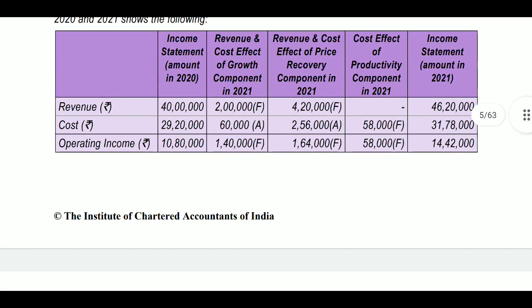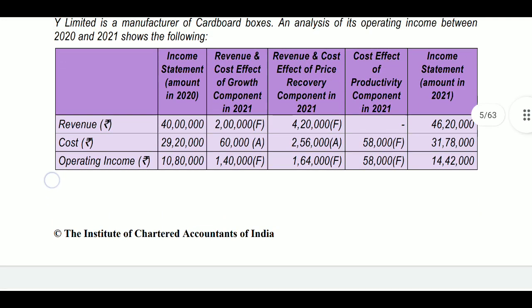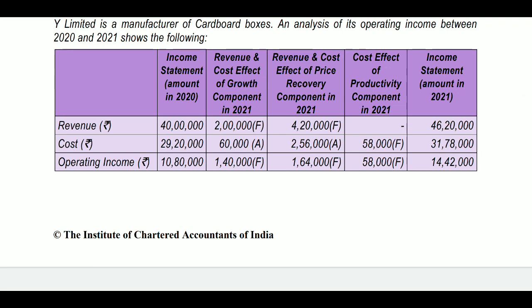Okay, what is the information provided? They provided revenue, cost and operating income. So operating income 2020 is the opening income, so we will take 10 lakh 80,000 as operating income. We start the reconciliation of operating income with particulars and amount. We will take the operating income first, 10 lakh 80,000. For this 10 lakh 80,000, what can we do?